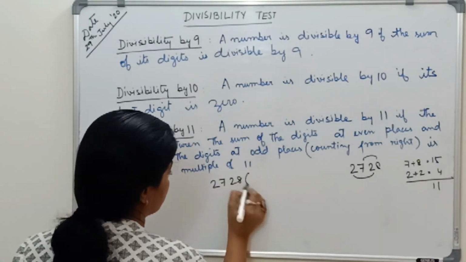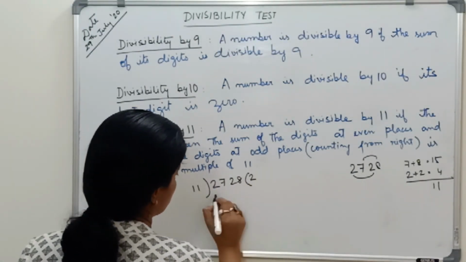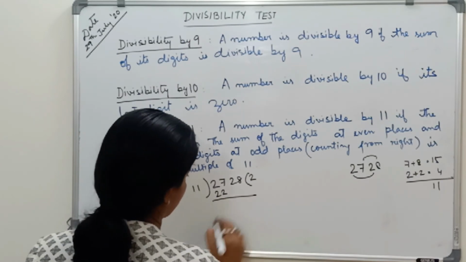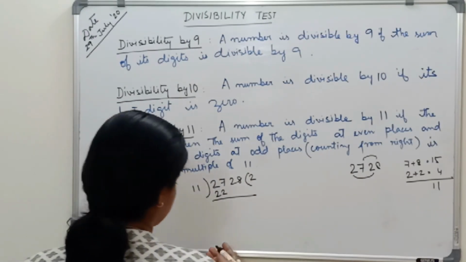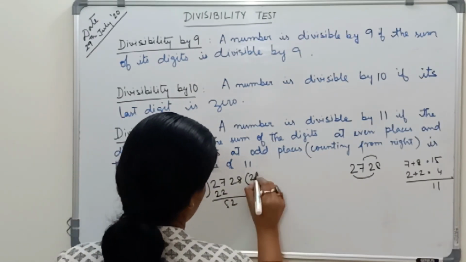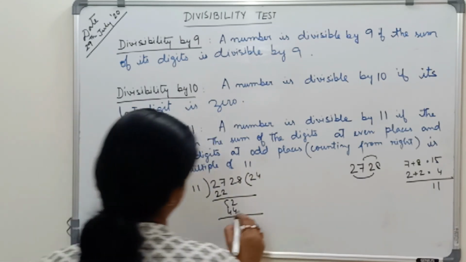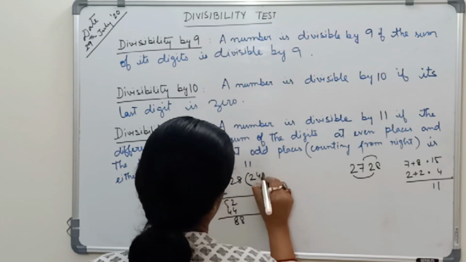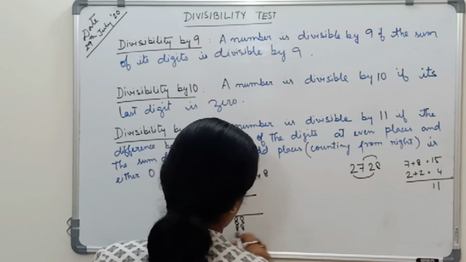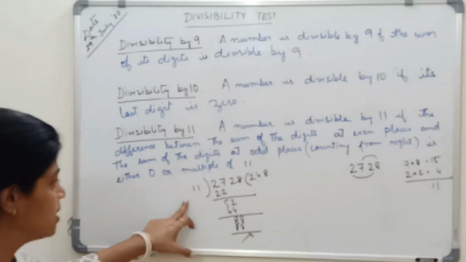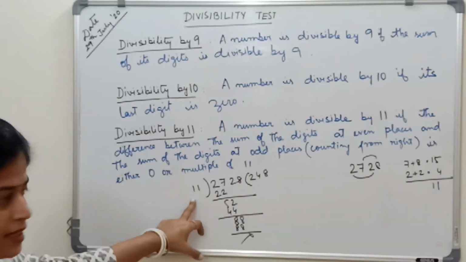Let's check. 11s are 2, 22. 4, 44. 8, 88. 11 eights are 88. There is no remainder. Here the number is divisible by 11.